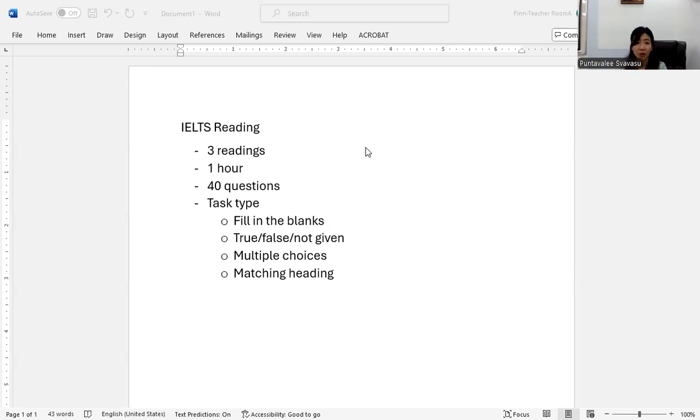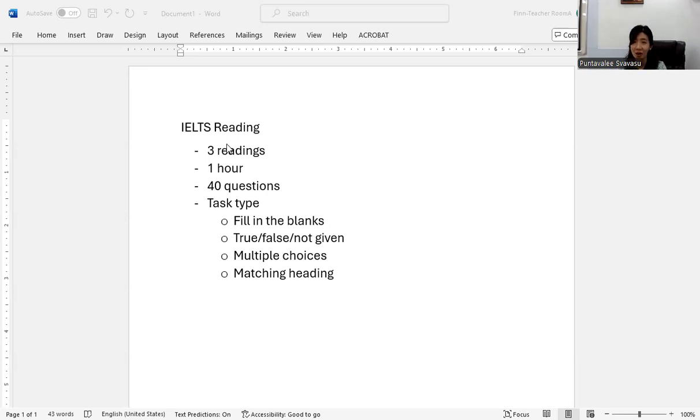First of all, there are 3 readings. In the test, you're going to have 3 different readings, and in total, it's about 6 pages. So one reading is about 2 pages long. It's quite long, to be honest.